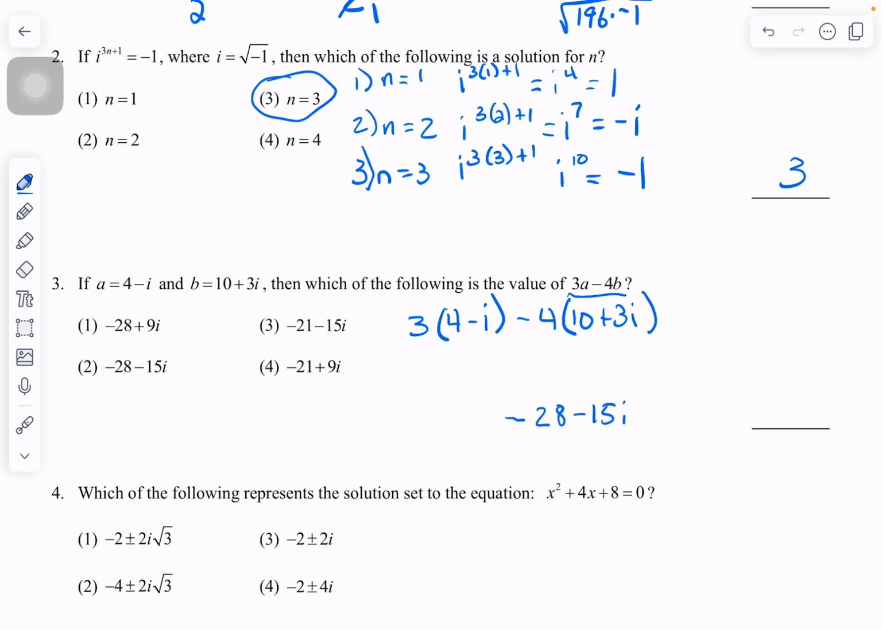minus 15i. All right, if you wanted to, you could have done 12 minus 3i, minus 40, minus 12i. And when you add those, 12i and negative 12i and negative 3i is negative 15i. And 12 minus 40 is negative 28. So this one was choice 2.